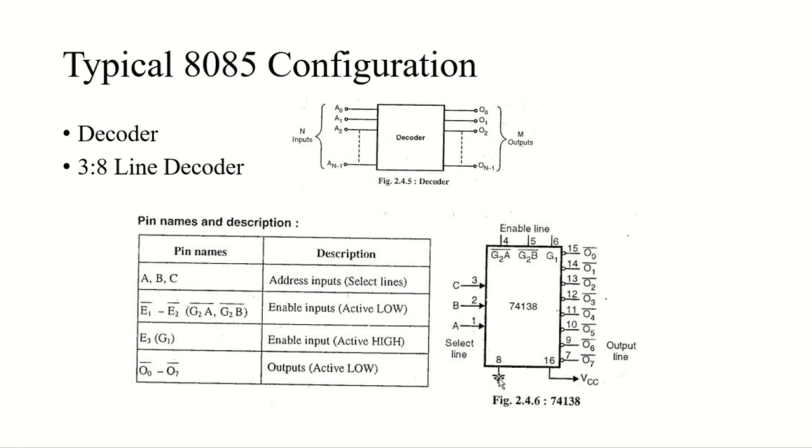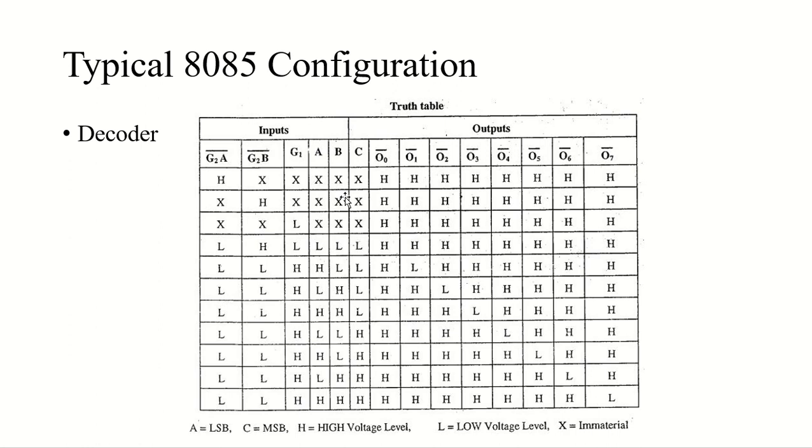So this chip is a 16 pin chip with A, B, C select lines to select the required output line to be active, two active low enable inputs, and an active high enable input as well, and then finally 8 active low outputs. And to understand that, we can also see the truth table. So here is a truth table.